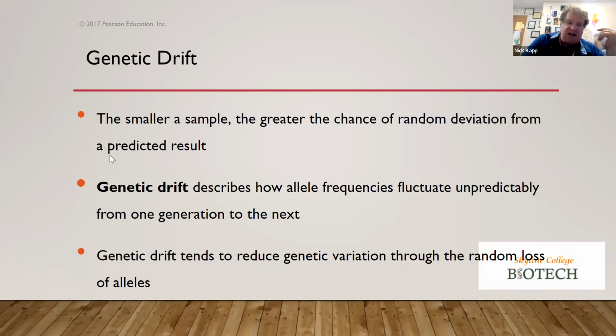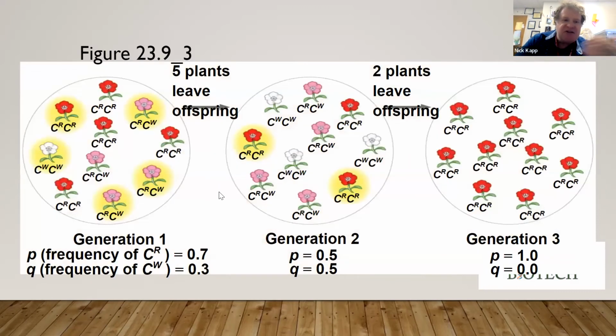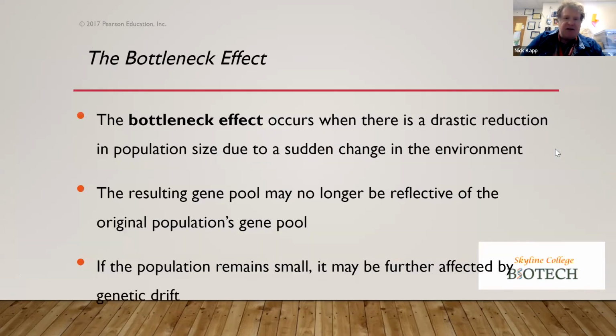Genetic drift is slightly different. This is where we see a small sample, and this can also be sampling error, where genetic drift describes how allele frequencies fluctuate unpredictably from one generation to the next. Genetic drift tends to reduce genetic variation through random loss. In this case, if just by chance you have flowers next to one another mate with one another, you may see the next generation come up with basically all red flowers. So in genetic drift, you're just seeing random chance allow something to happen.